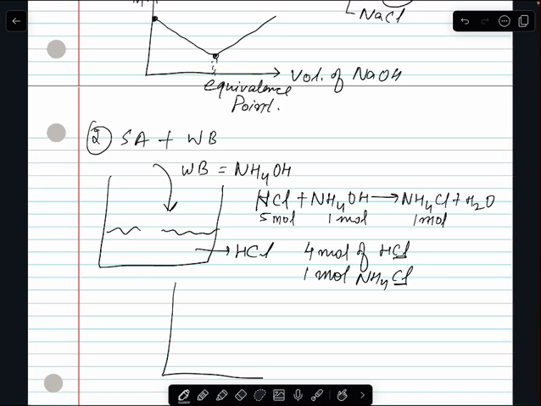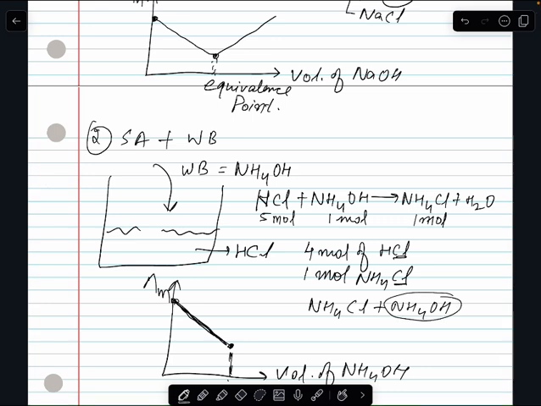So the graph should look like decreasing, as in the earlier case. It will decrease till it reaches its equivalence point. This is the equivalence point. What will happen after the equivalence point? All the HCl would have been converted to NH4Cl. So now in the solution we have NH4Cl and we are introducing NH4OH.